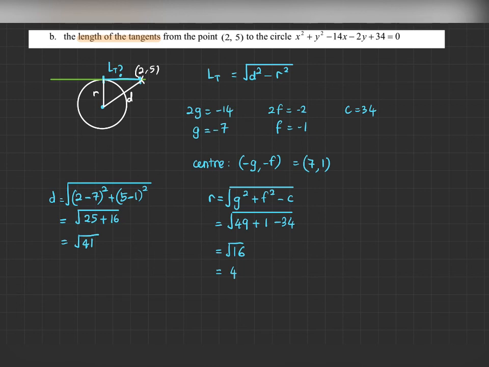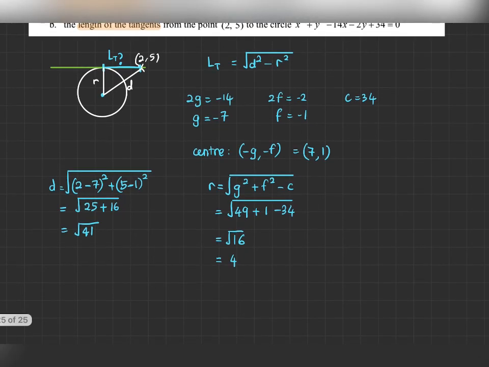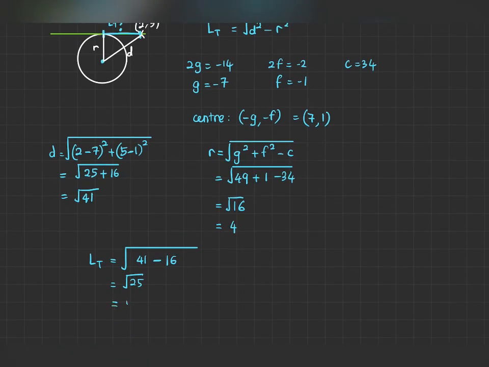So now we have already find the value for distance and juga radius. So our aim is to find the length of tangent. So using the formula, LT will be square root kepada d square minus r square. d square will be 41 minus r square. r square adalah 16. So 41 tolak 16 kita dapat 25 kan. So square root 25 adalah 5. Okay, so this will be the length of our tangent.